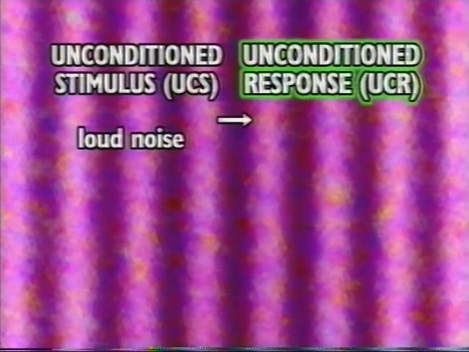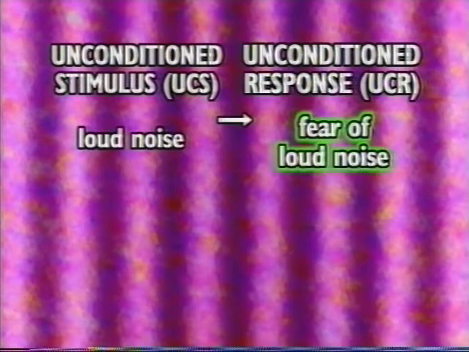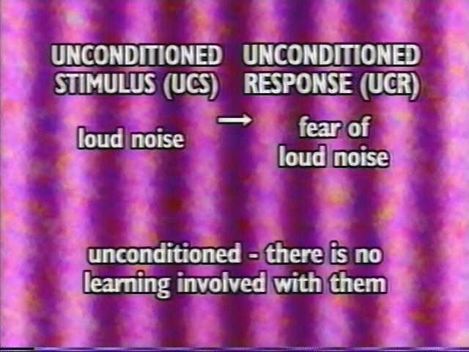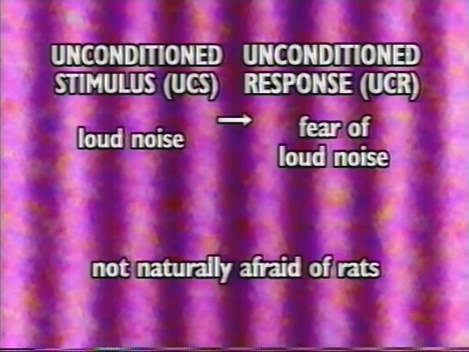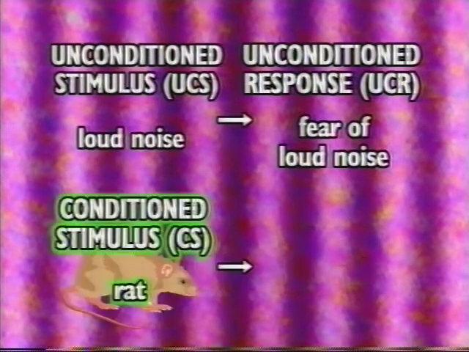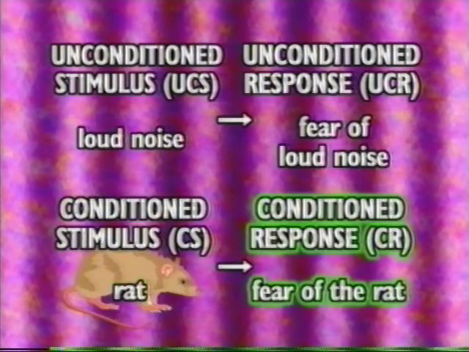The unconditioned stimulus, or UCS, is the loud noise. The unconditioned response, or UCR, is Little Albert's fear of the loud noise, because he's naturally afraid of it. These factors are unconditioned because there is no learning involved with them. Little Albert is naturally afraid of loud noises. He's not naturally afraid of rats, so the rat is the conditioned stimulus, or CS. His fear of the rat is the conditioned response, or CR.